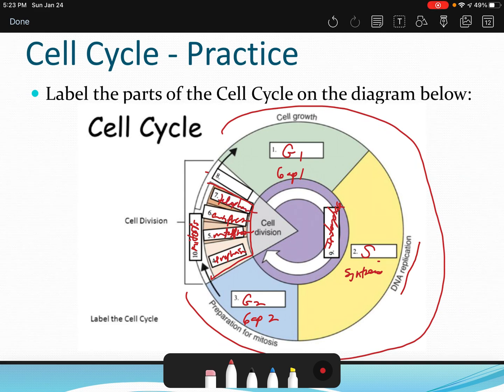And then finally, after that, we still have to physically divide the cell into two. Remember, mitosis is just dividing the nucleus. So we're just pulling those chromosomes apart. So one set of the chromosomes gets to go in one cell, and one set of the chromosomes gets to go in another. But we finally have to divide the cell, and that's cytokinesis. And that's when the cell physically divides, and now we have two cells that are the same.